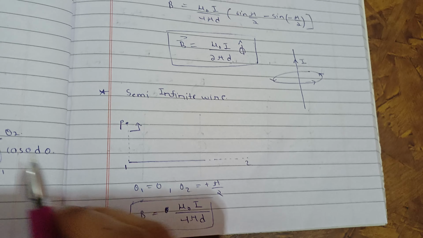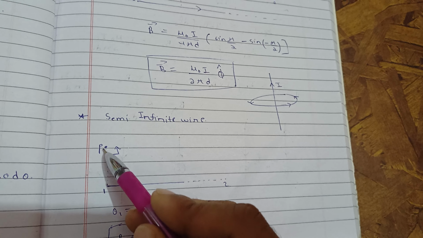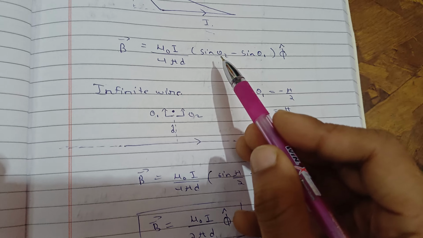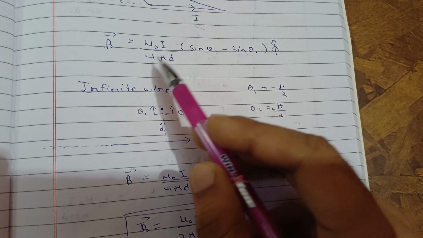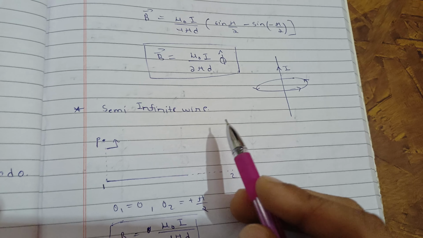Now we can also apply this result to the semi-infinite wire. Semi-infinite wire means one end you know and the other end you don't know, so that is going to infinity. So initial angle theta 1 is 0, but theta 2 is pi by 2. So substitute here theta 2 pi by 2, and this is 0, so it will give you 1 here, so it will be mu naught I by 4 pi d. So this is your magnetic field due to a semi-infinite wire. So you must remember these results.